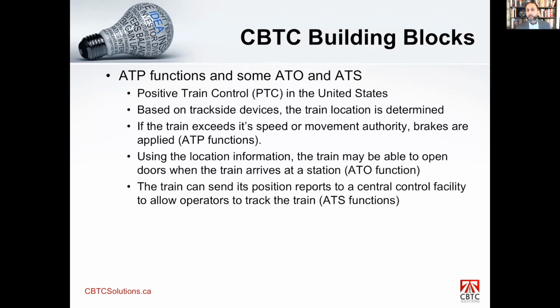We have ATP function and some ATO, ATS. This is, again, you can have positive train control in the United States. It's able to determine the location and speed of the train, and it may be able to transmit the location of the train to a central operator, which can display it on some sort of an ATS. And in terms of ATO, when it gets into a station, it may use its location and fine positioning to open and close doors. So this is an example of an ATP system with some ATO or ATS capabilities.